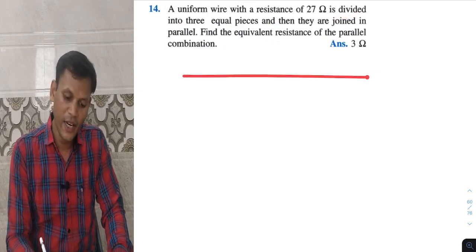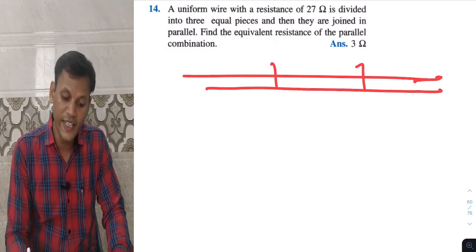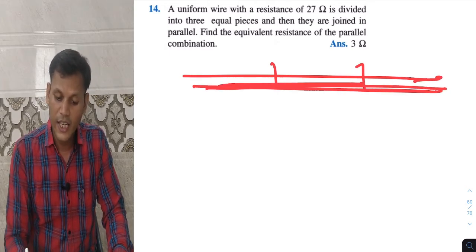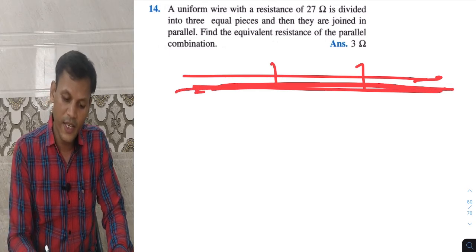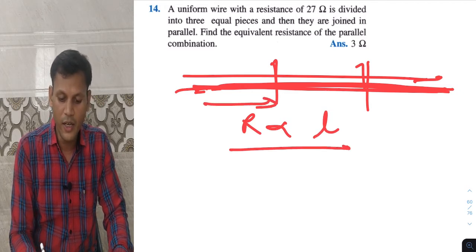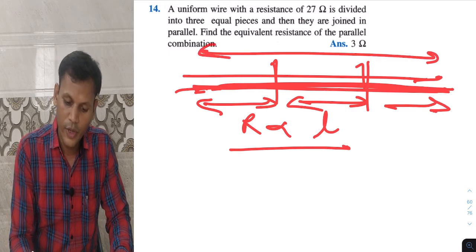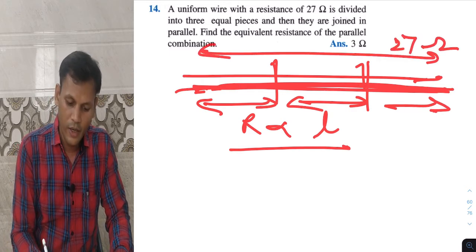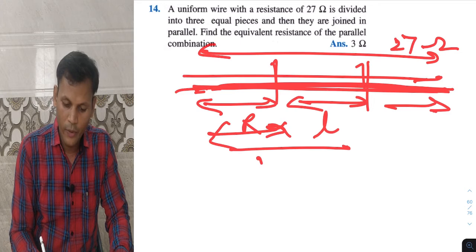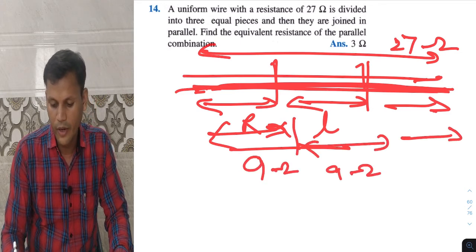One wire is there, we divide it into 3 equal pieces. So resistance also will divide, because resistance is directly proportional to length. Length has been divided, length becomes smaller, so resistance also will be smaller. Entire was 27 ohm, so this will be of 9 ohm, this also will be of 9 ohm, and this part also will be of 9 ohm.